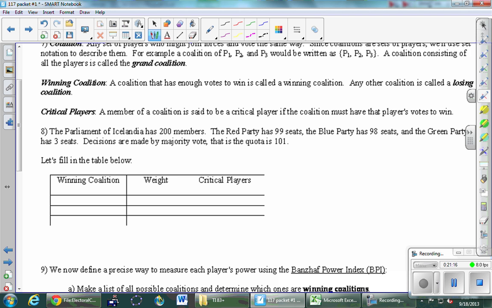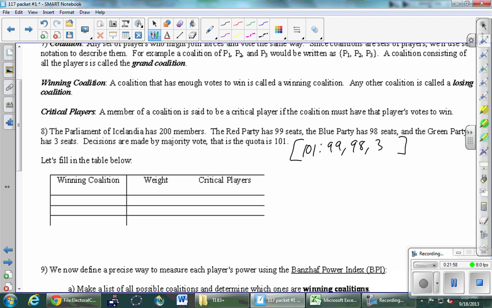Okay, so 200 total, majority is more than half. Majority is 101. So in order for a motion to pass, we need 101. I didn't ask you to do it here, but can you write down this coalition in our standard notation? Okay, what's the quota? 101, then we put our colon, and then the next number? 3. Good.